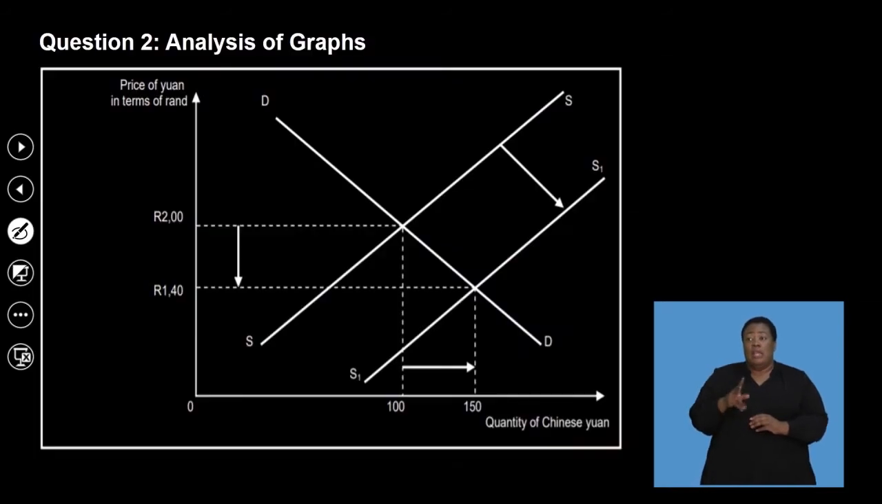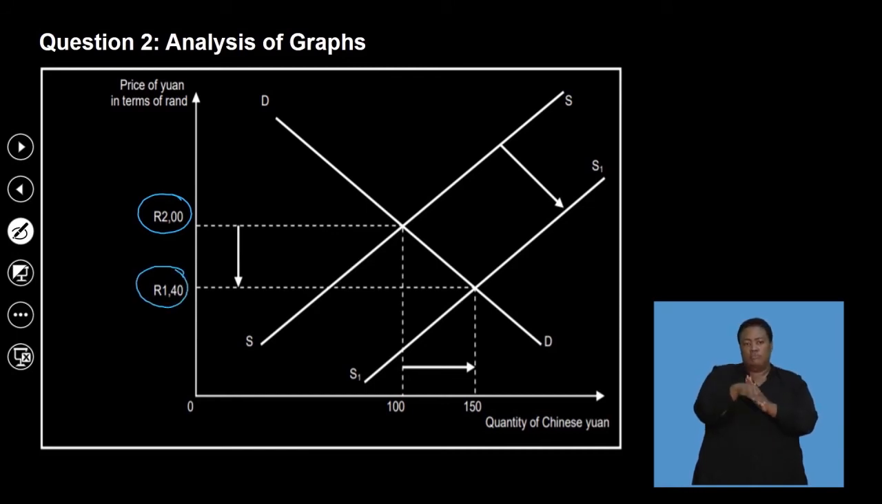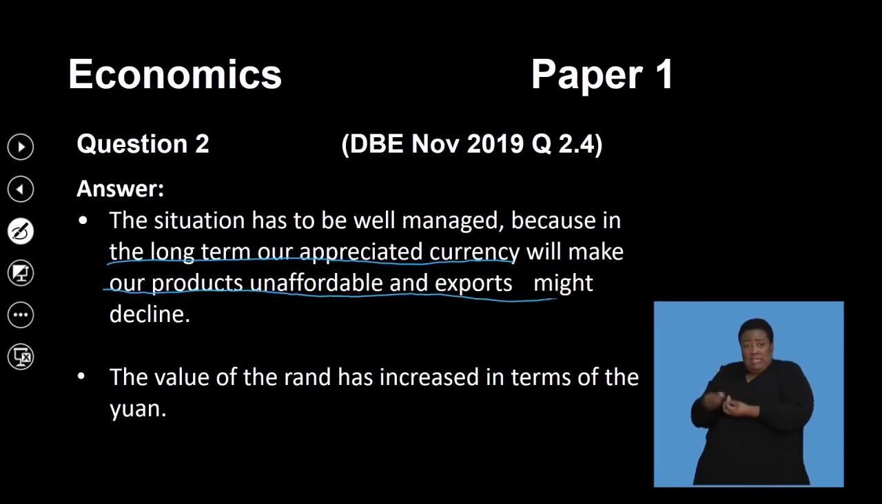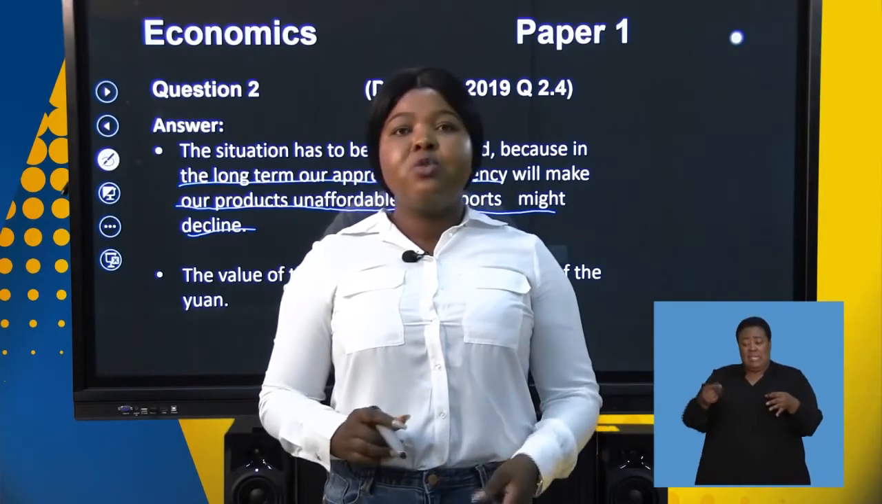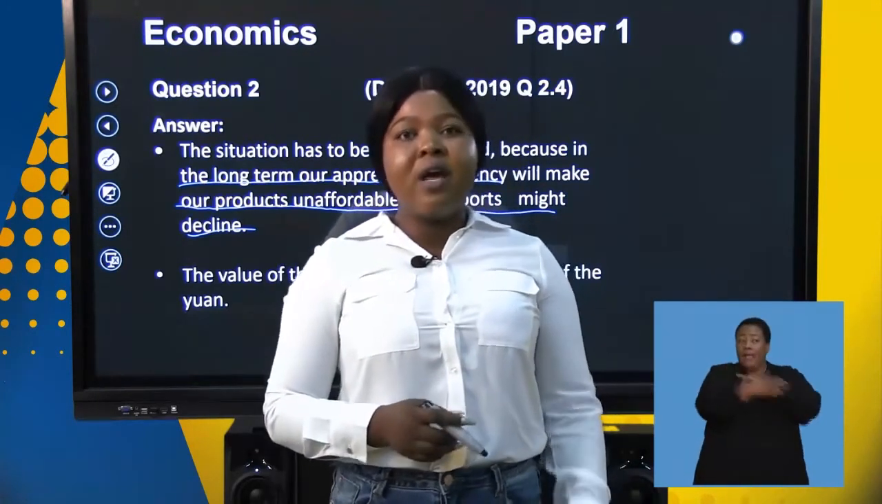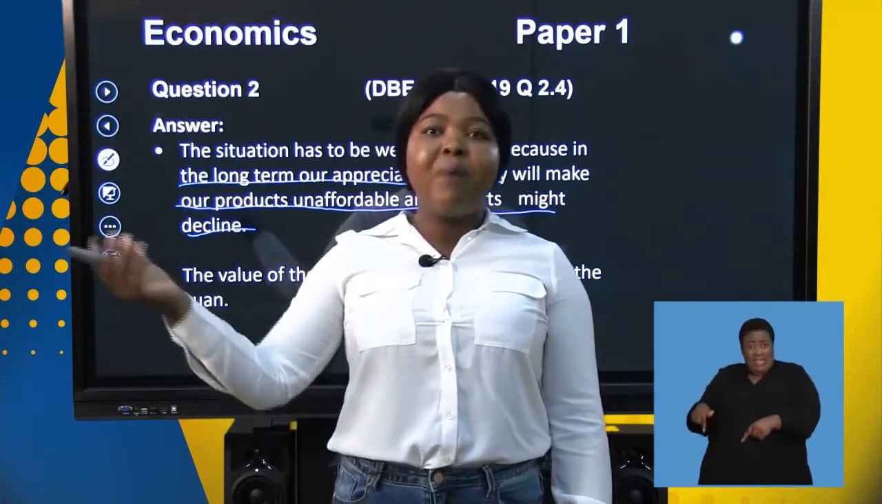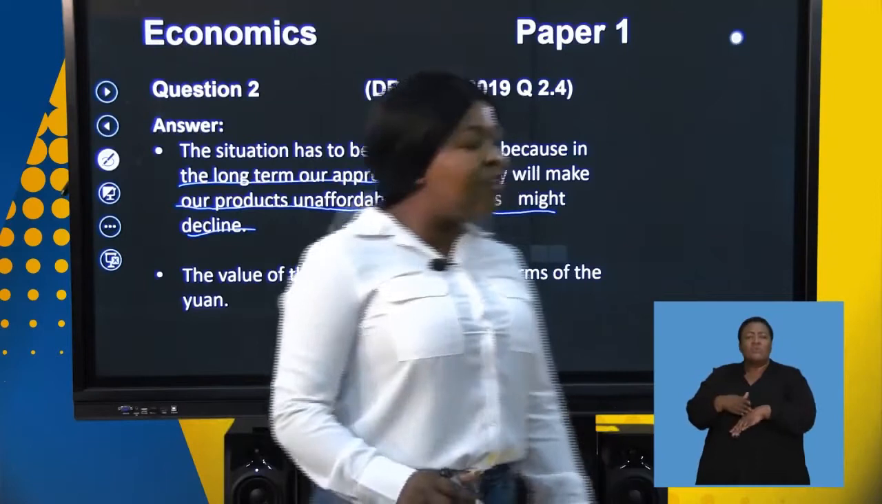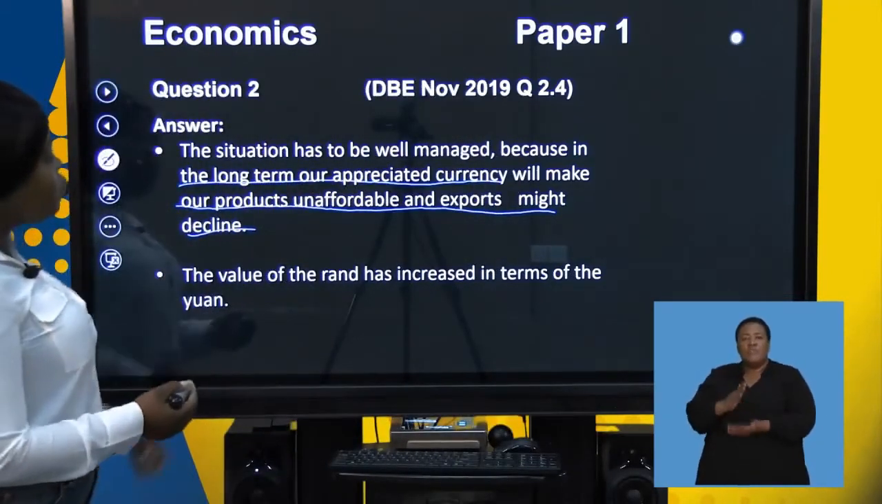Let's continue. Again, can you see our yen, the value has decreased from 2 rands to 1 rand 40. Remember I said you're explaining what you are looking at. The situation is to be well managed because in the long term, our appreciated currency will make our products unaffordable and exports might decline. Boys and girls, this is very important. You need to be able to explain that as much as we might appreciate that the rand is gaining value against the yen, this will make our exports to other countries more expensive, as people buying our goods are going to require more of their currency to be able to buy the rand, a situation that we might find unfavorable as we need to promote exports to other countries.